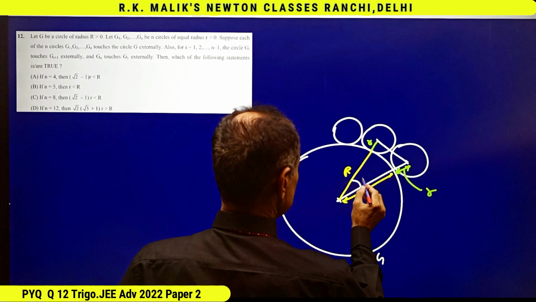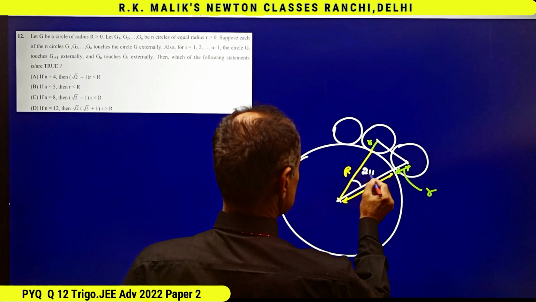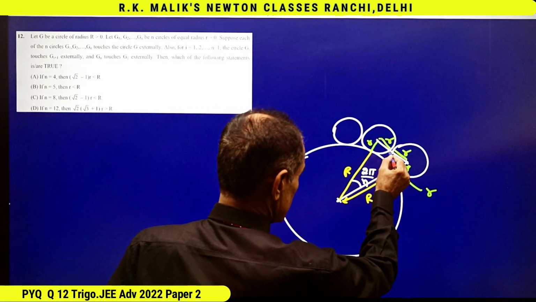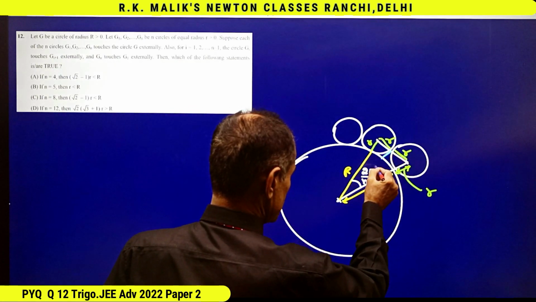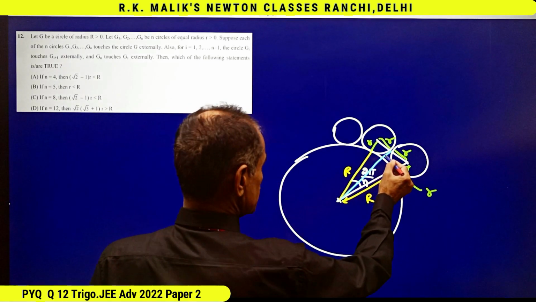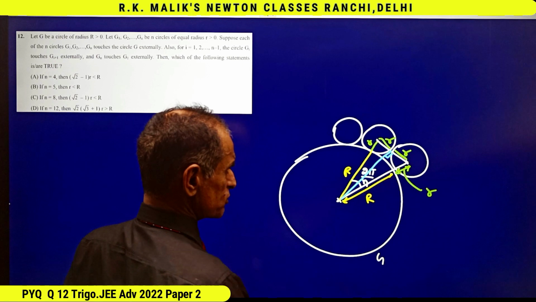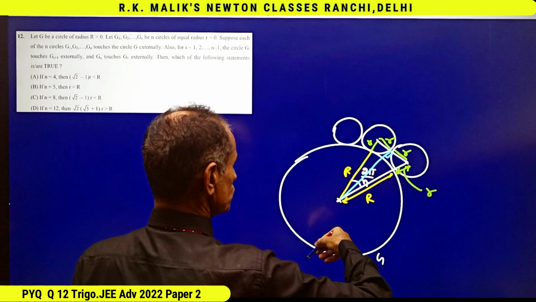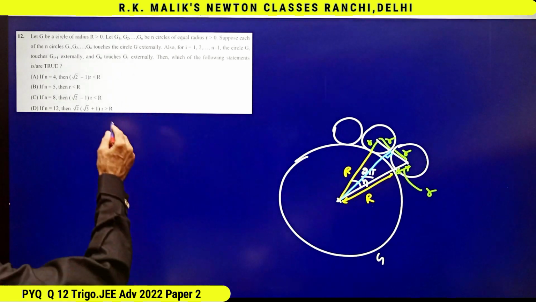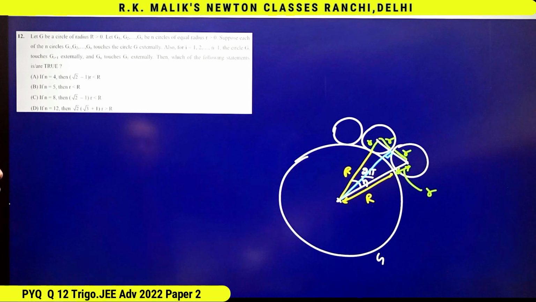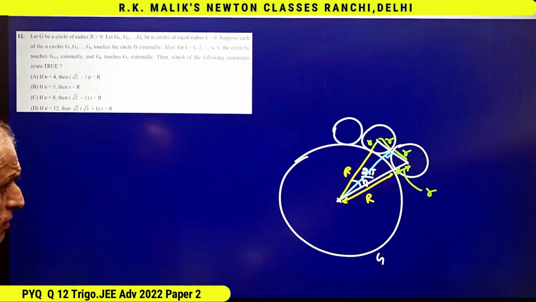And this angle will be 2 pi by n. If I join this point with the center, this angle will be 90 because this will be the perpendicular bisector, median, altitude, all. And from the question, it is clear that we have to find the relation between small r and capital R.